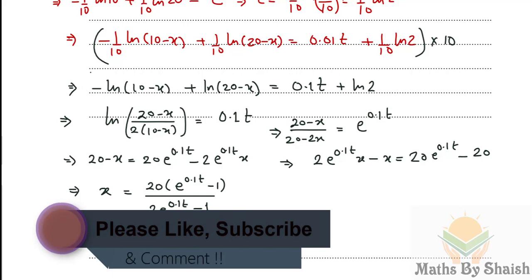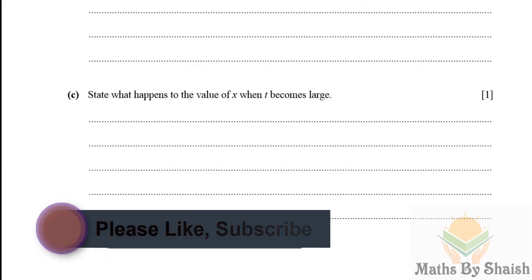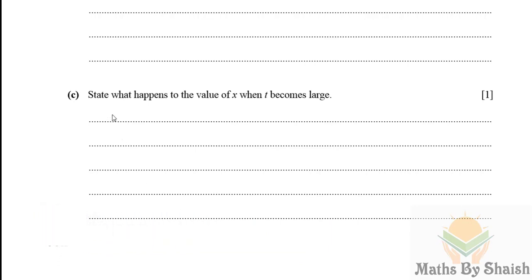Let's do the last part of this question. And here's the last part of it. State what happens to the value of x when t becomes large. So from the previous part we got x as 20 times (e raised to the power 0.1 t minus 1) over (2 e raised to the power 0.1 t minus 1).